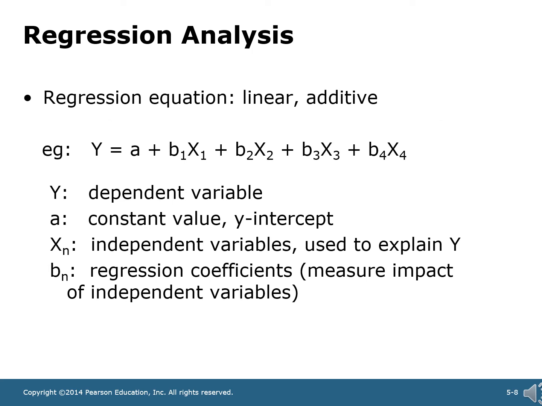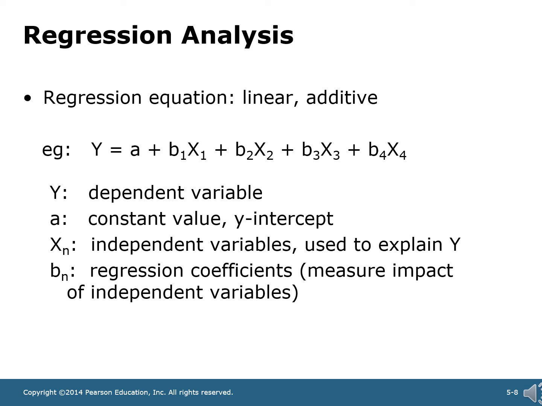Here's an example of a simple multivariate regression. So we have the equation here, y equals a plus b1 times x1 plus b2 times x2 plus b3 times x3 plus b4 times x4. So y is going to be your dependent variable. In this example, looking at pizza, it's going to be the quantity demanded of pizza.